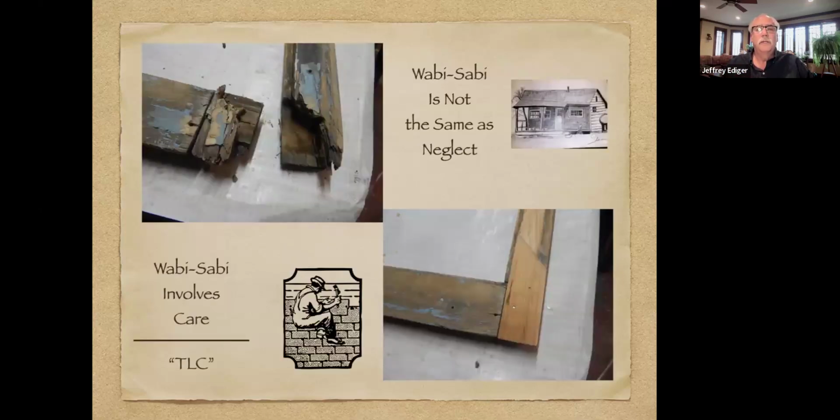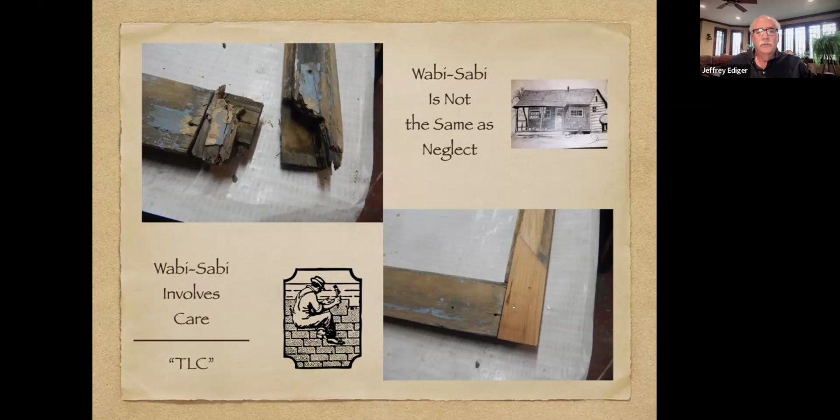Wabi-sabi is not the same as neglect. It's not just letting things decay. It involves care. TLC. It's curious to me. Clients are always saying that their houses just need a little TLC. And there's something significant about using that phrase, because what they need is a carefulness, and there's an affection that goes on with that.